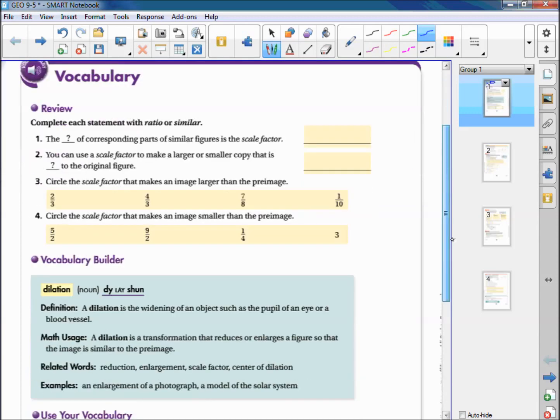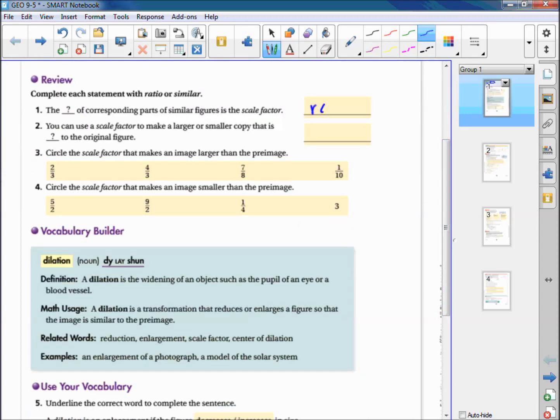The first one, number one, should say the ratio of the corresponding parts of similar figures is the scale factor. So if we change a small one into a big one, maybe this is 2 and 5, then the ratio would be 5 divided by 2, the new one divided by the old one, for a scale factor of 2.5. Okay, so you could tell that that's right because the new one's getting bigger. So if I times the old one by 2.5, I get the new one.